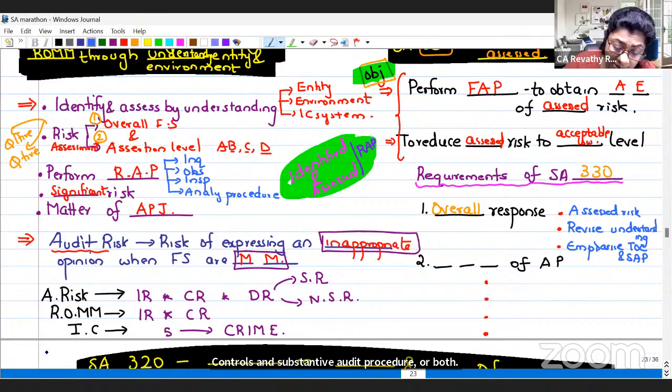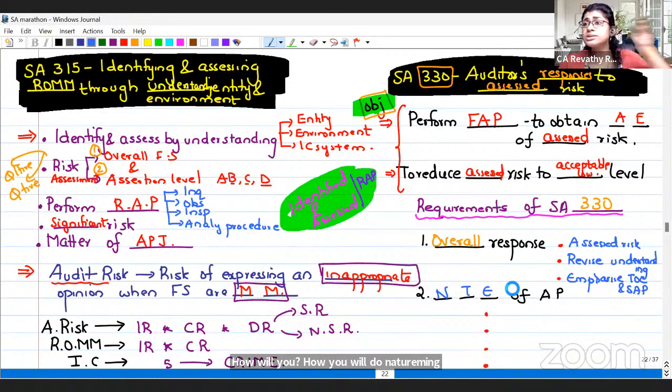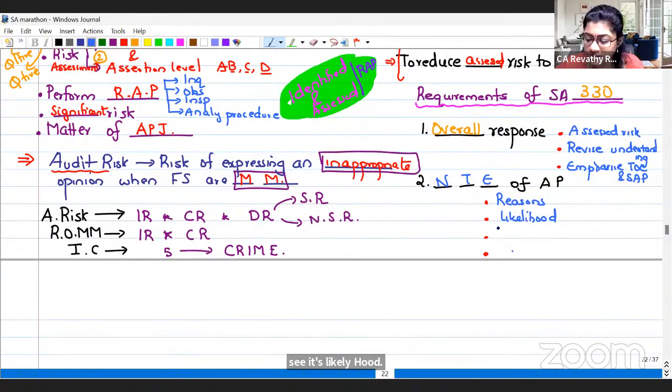Now, this is the overall response. Very specifically, how will you decide the nature, timing, and extent of audit procedure? Assume risk is there in traveling expense. You will see the reasons how the risk came. Whether it is one time or frequent, you will see its likelihood. Then you will see its significance. If it is significant, you will obtain more persuasive evidence.